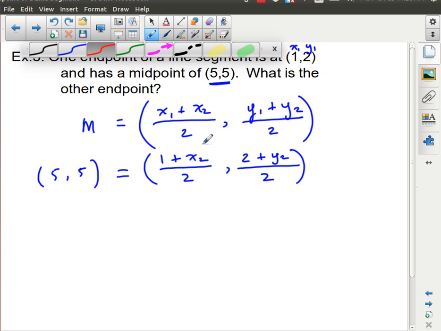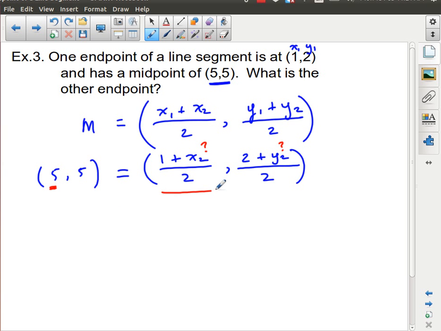So the things we don't know are the x coordinate of the second point and the y coordinate of the second point. So we are actually going to use this formula to solve for each of these, but we're going to do it separately. If this is the x coordinate of the midpoint, but the formula says that this is also the x coordinate of the midpoint, these two things are the same.